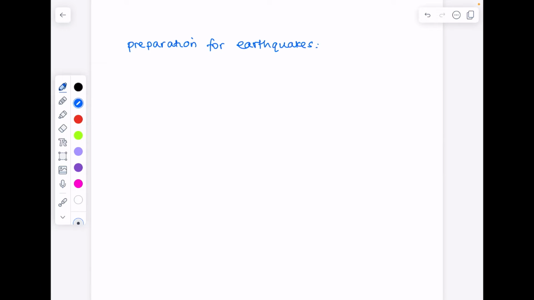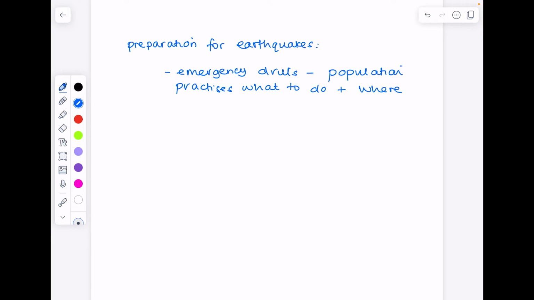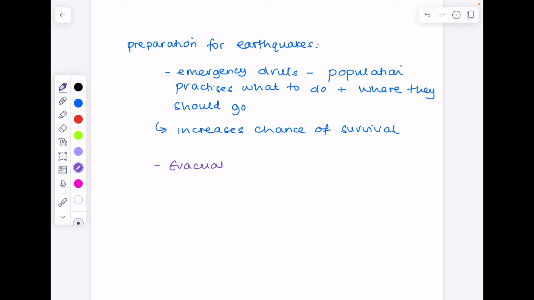As well as building design, governments can carry out emergency drills. This involves the population practicing what to do in the event of an earthquake, and also involves telling them where they should go. The purpose of this is to increase the chance of survival. Also key are evacuation plans. These are shared with the population, again, so that people know what to do in the event of an earthquake.